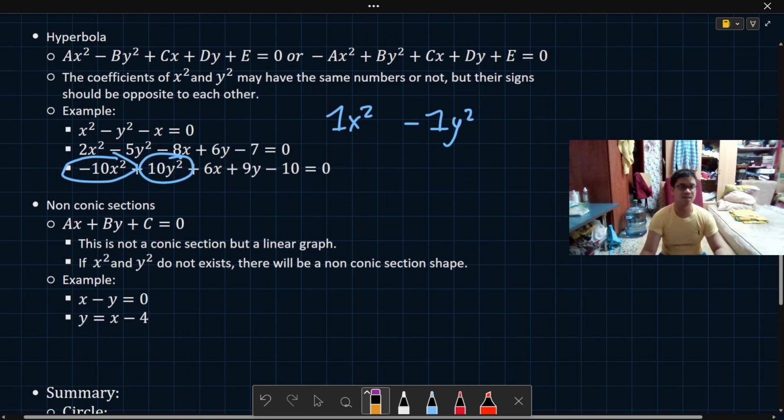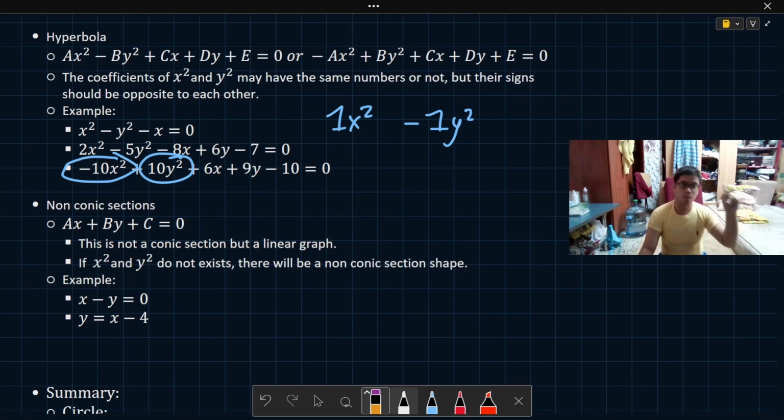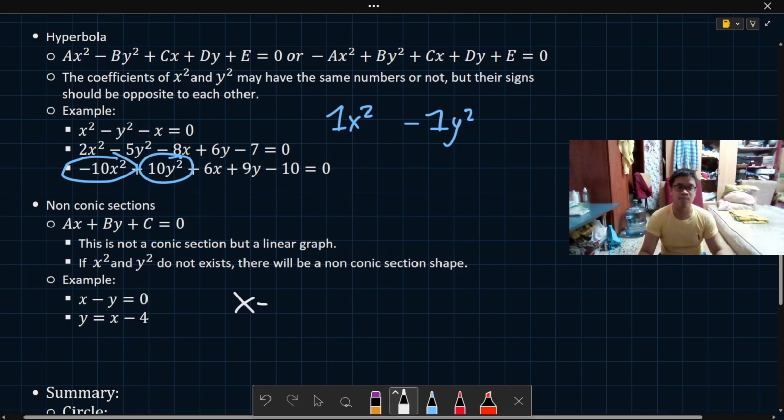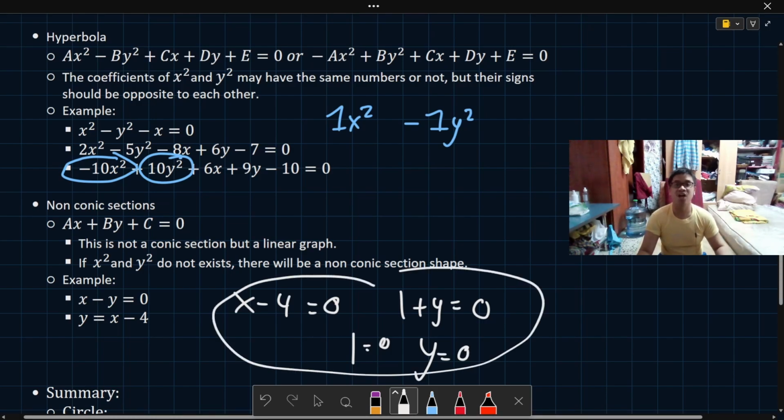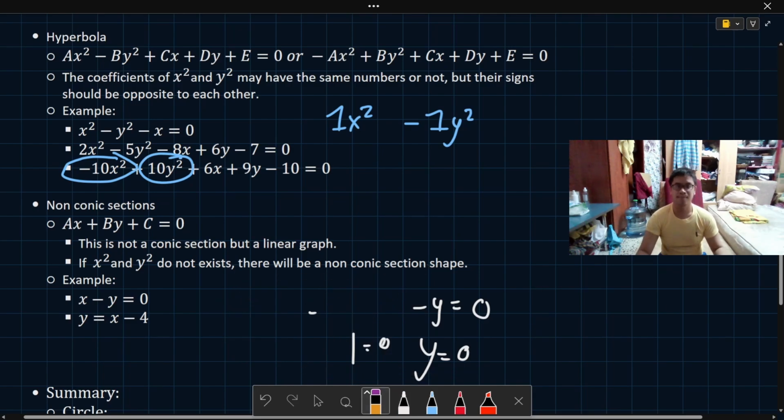So for example, like this, x, y, y, x. But what if it's just only one variable? Like for example, x minus 4 is equal to 0. Or maybe 1 plus y is equal to 0. Or what if it's just a number only, like 1 is equal to 0. Or maybe only a variable, like y is equal to 0. These are not conic sections, okay? These are not conic sections, all right?